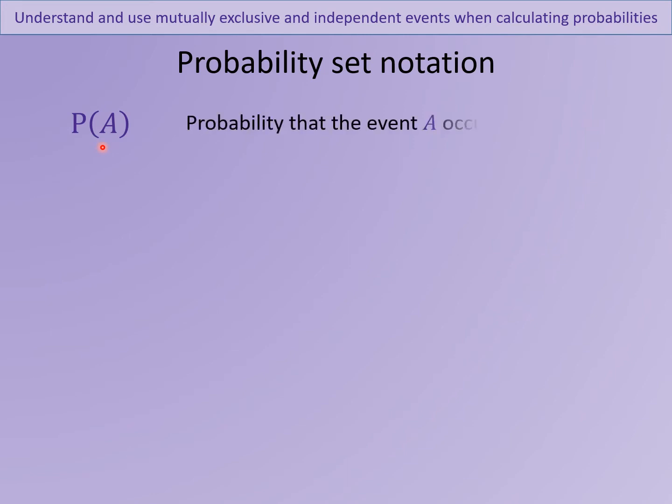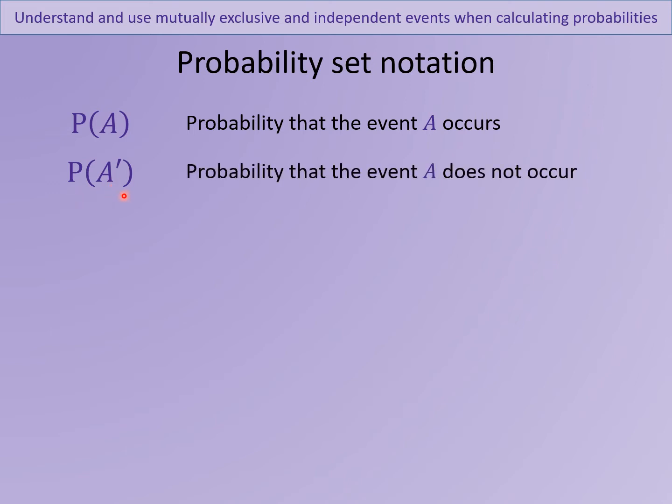the event A occurs. So the probability the event A occurs. We can also use a dash. Now that means the complement of A, and it basically means what is the probability that A does not occur. So the probability that A does not occur.